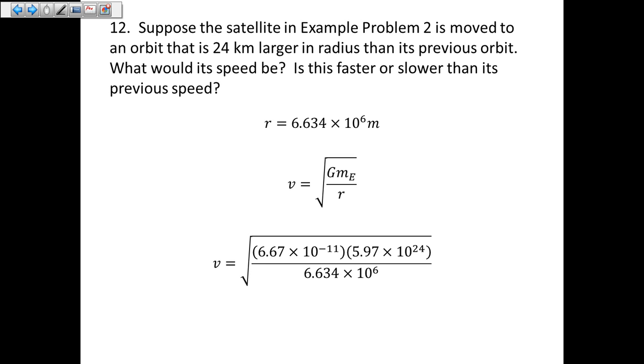So this is what it looks like when we plug in our numbers. And what we end up with is a speed of 7.75 times 10 to the third meters per second. Now it's pretty obvious how to answer whether it's faster or slower, just compare it to the previous speed. But whenever we move an object to a larger orbital radius, it always slows down because it doesn't have to travel as fast in order to meet all the conditions of being in a circular orbit. So we move something out in radius, it will be moving slower. So this object is moving slower than the object was when it was closer to the Earth.